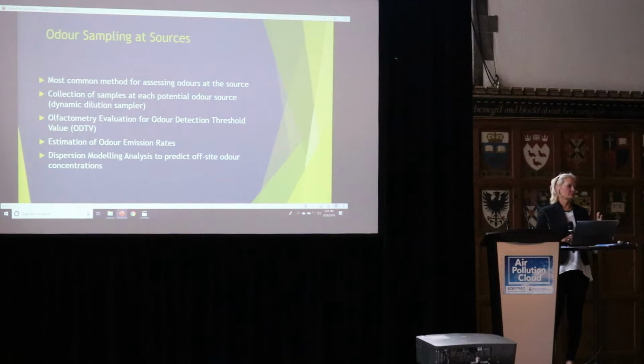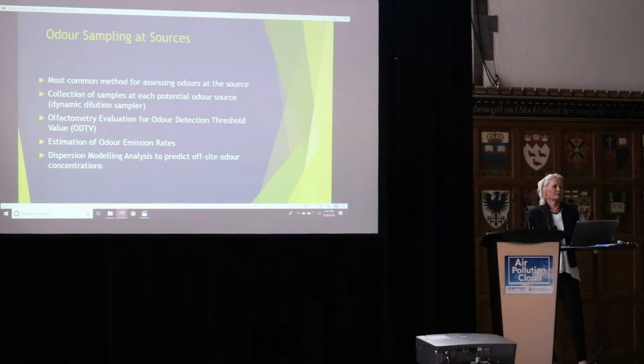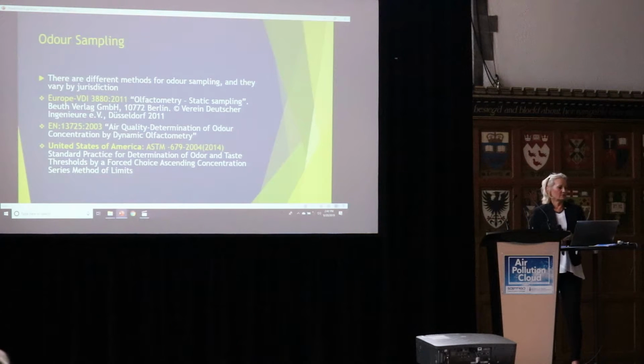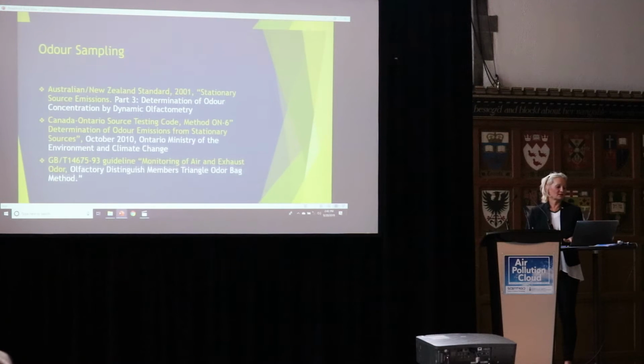I really don't want to go into the odor sampling procedures, but basically it's collection of the samples at the source, and odor evaluation according to the method in Ontario, which is Method 6. Then we come up with the emission rates, and the emission rates are usually used in the model to predict the outside concentrations. Two different models are approved, and for other jurisdictions you have to follow the standards that apply. In Ontario, as I said, it's only Method 6.